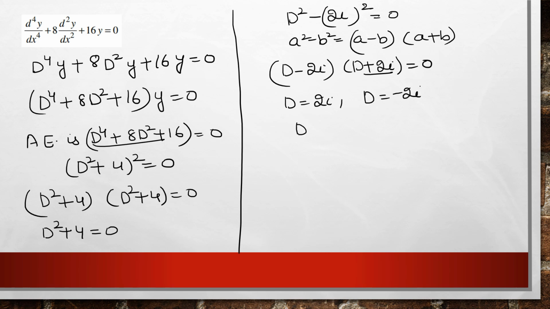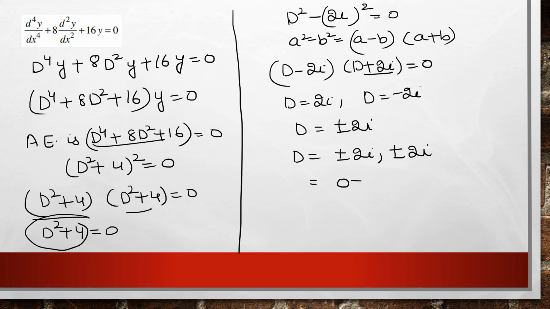So what are the roots? Roots are plus minus 2 iota, and we have this pair 2 times. So that means we got the value of D 2 times. Okay, so these are the 4 roots. Alright, now we are getting the complex roots and these roots are repeated also. Okay, so what we are getting, 0 plus minus 2 iota, 0 plus minus 2 iota. So 0 is the real part.